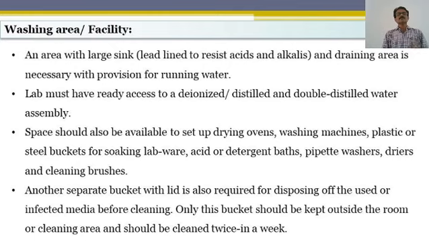Again, space should be provided after washing. Your vessels and your instruments should be soaked and dried. For that you again require this space, to soak and dry the instruments and all other things.